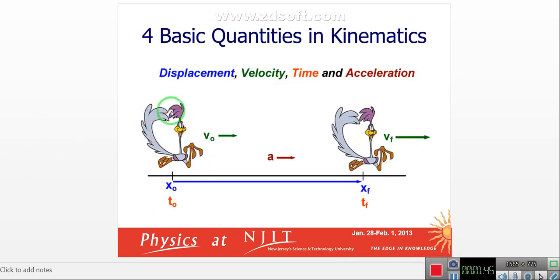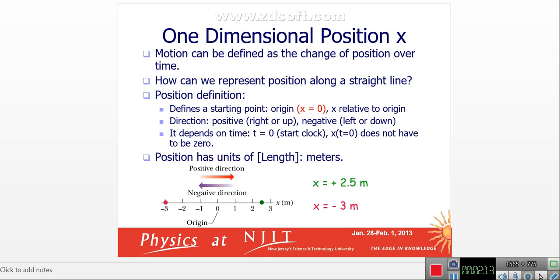So coming to some basic quantities in kinematics. Kinematics is a branch of physics where we study displacement, velocity, time and acceleration. So you need to remember the four basic quantities in kinematics: displacement, velocity, time and acceleration. One by one we will study them here.